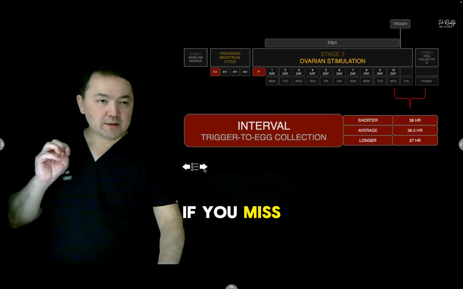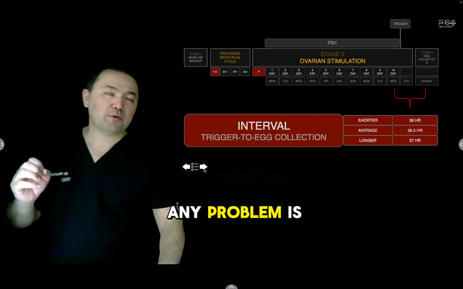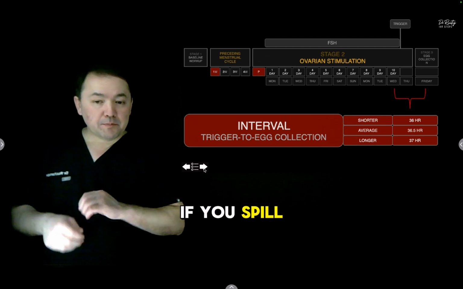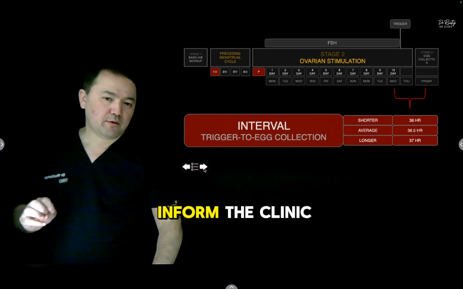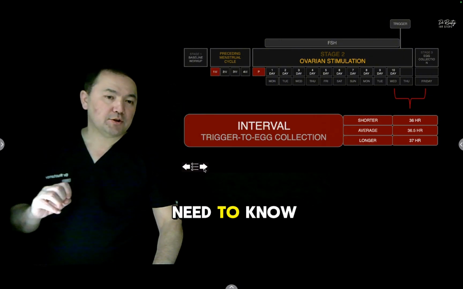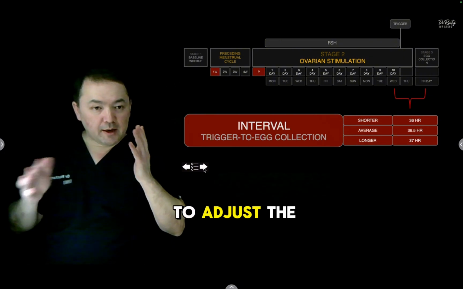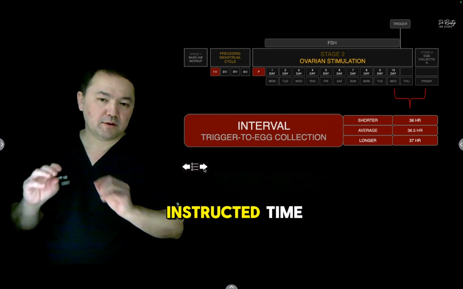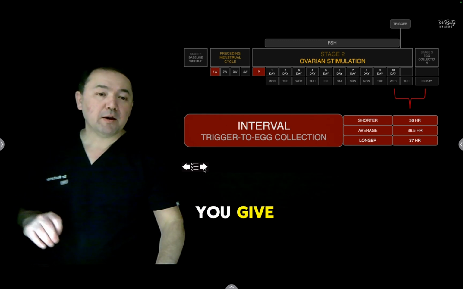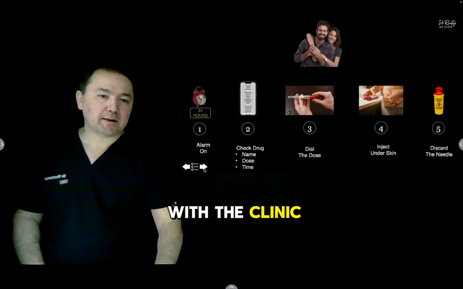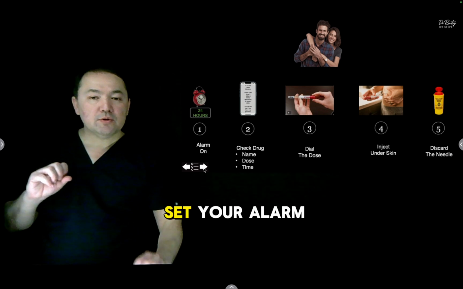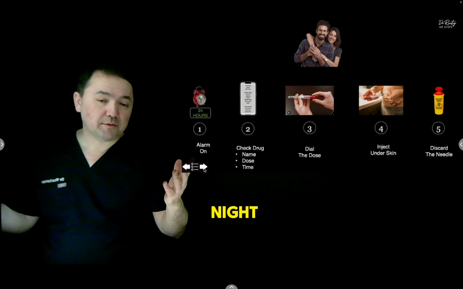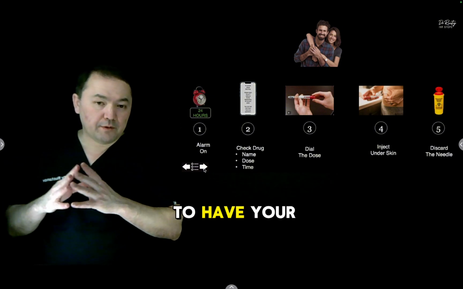If you miss the trigger, or had any problem with its timing, if you did it too early or too late, or if you spill the trigger, you should immediately inform the clinic, because they really need to know. They may be able to adjust the timing a little if there wasn't a huge difference between the instructed time and the actual time you gave, but you certainly need to discuss it with the clinic. In order to do that, you need to set your alarm for the trigger time. Sometimes you may need to trigger in the middle of the night, so you need to have your alarm on.